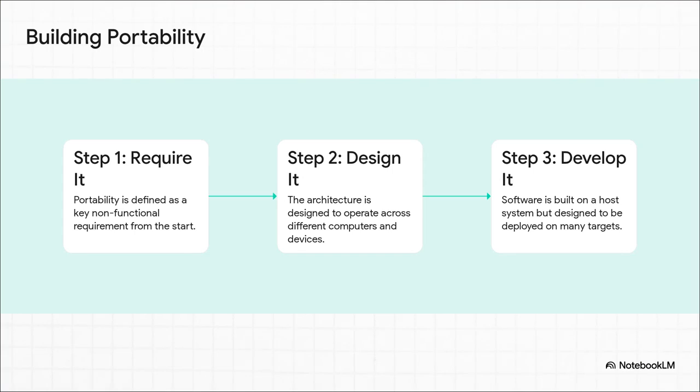It really comes down to a few key things. First, you have to specify it as a requirement. Like from day one, everyone on the team knows this thing has to be portable. Second, you design for what we call heterogeneity. It's a fancy word, but it just means you build the system's blueprint knowing it has to live in a world with tons of different devices. And finally, we use a host-target development approach. We might build the software on one type of machine in our office, the host, but the entire time we're thinking about all the different targets it's going to end up on. Your phone, your tablet, your laptop.